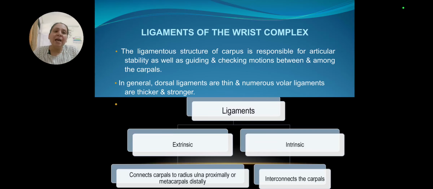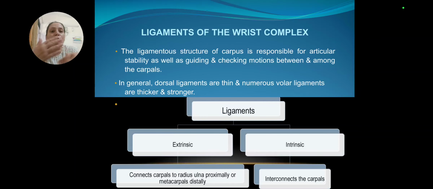Fine. The ligaments around the mid-carpal joints are divided into 2 parts, the extrinsic as well as the intrinsic. The extrinsic means all the ligaments which attach to the radius and carpals are extrinsic. Fine. Radius to carpals, ulna to carpals, they are extrinsic ligaments. Intrinsic is within the carpals, the interconnection between the carpals, and these are called intrinsic.